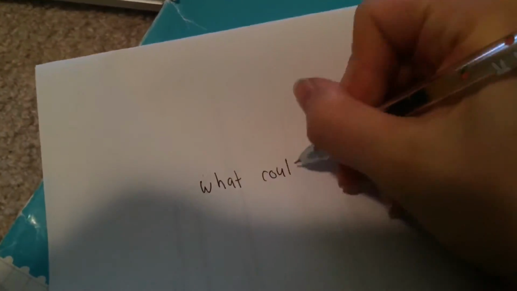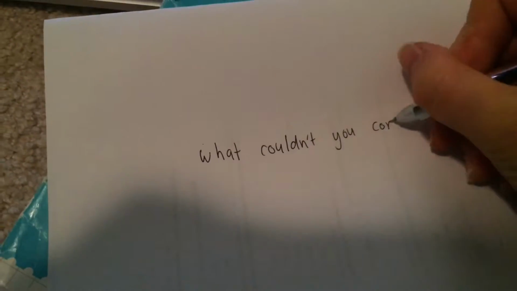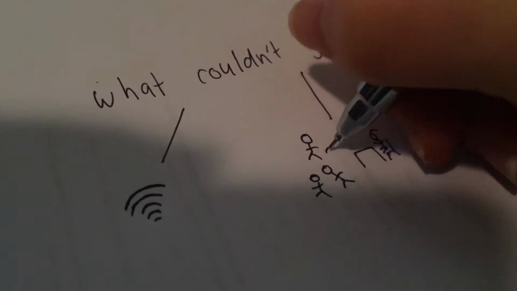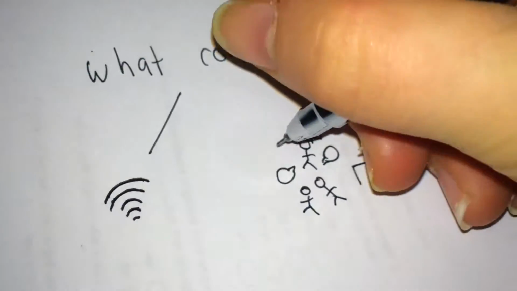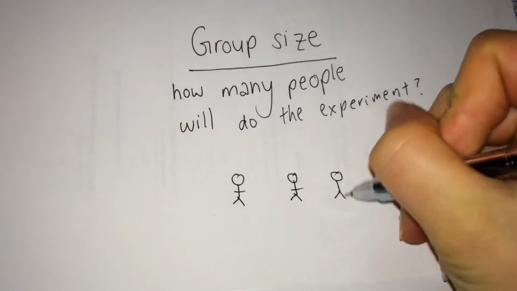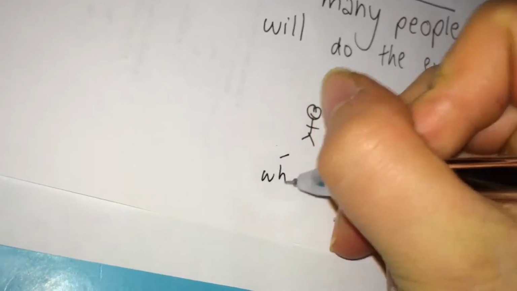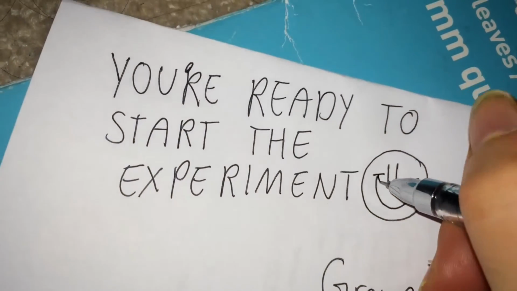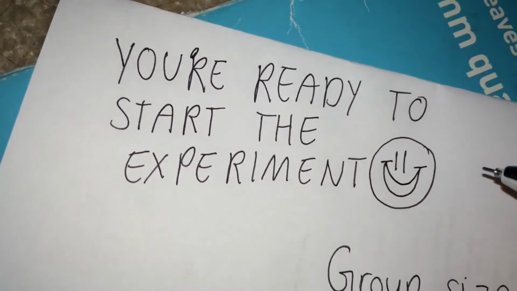As well as writing down things you could control, don't forget to write down things you couldn't control. These can be really minor things, such as internet connection or distraction and noise from other people. Now to the last part of the plan, the group size. Once again, this is an easy part to write down. It's just how many people will be doing the experiment. If you want to be detailed, you can also write about who they are, like if they're classmates or random strangers. Now the plan is all done and the experiment is ready to be carried out. You're ready to start the experiment.